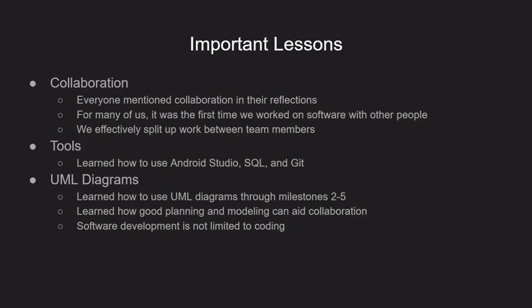Lastly, we learned how to use UML diagrams through milestones 2 through 5. These UML diagrams showed us how good planning and modeling can aid collaboration. And we also learned that software development is not limited to coding, as shown through the UML diagrams, and also the fact that not everyone wrote a lot of code for this project, right? There were aspects of this project that were outside of the code, but critical still to our completion of the project and for collaboration.